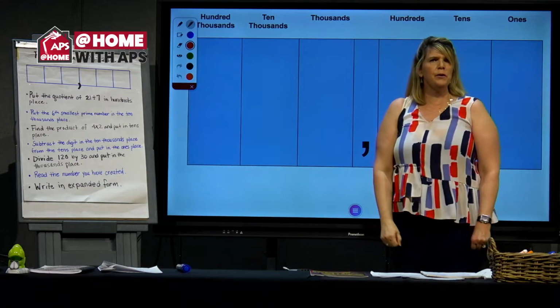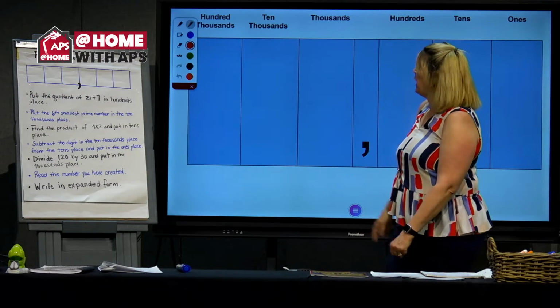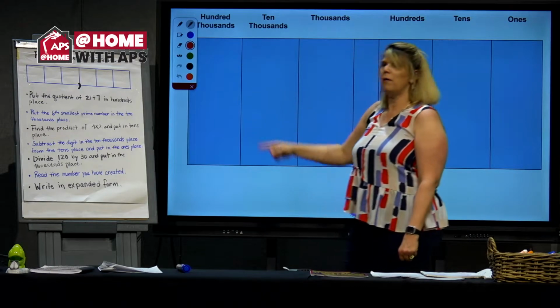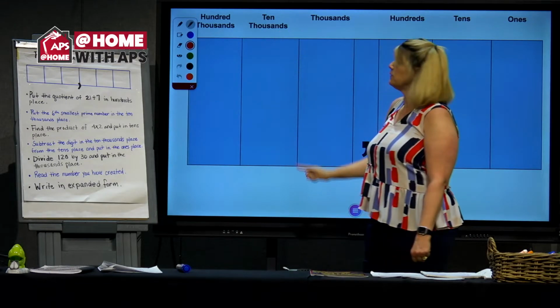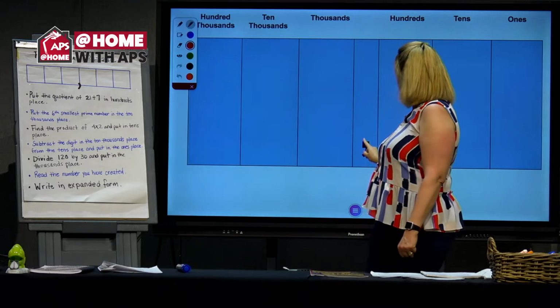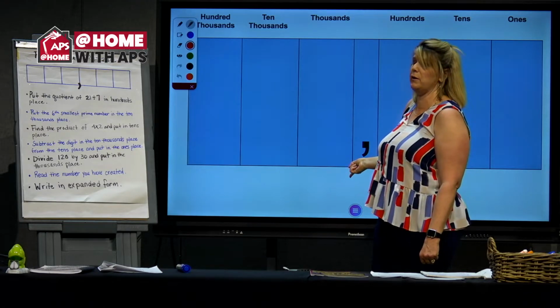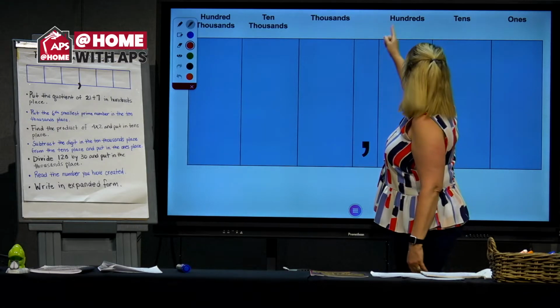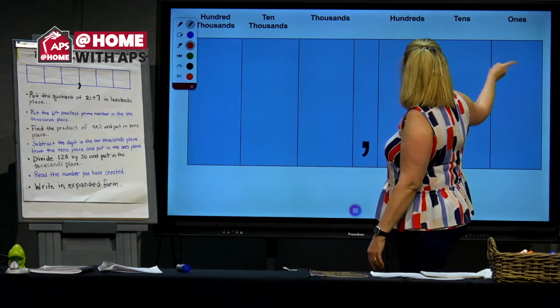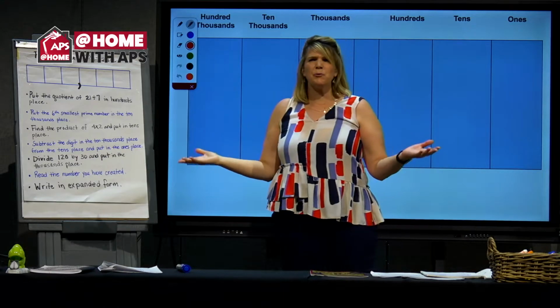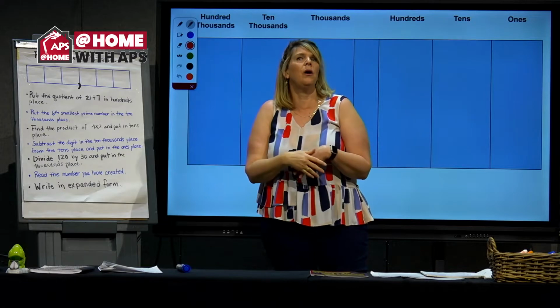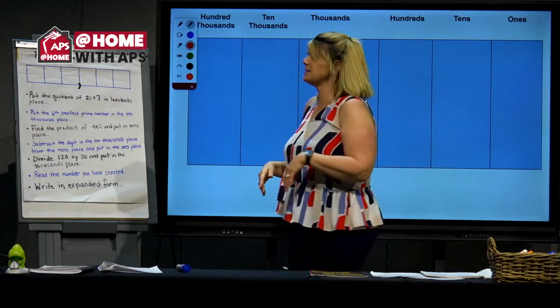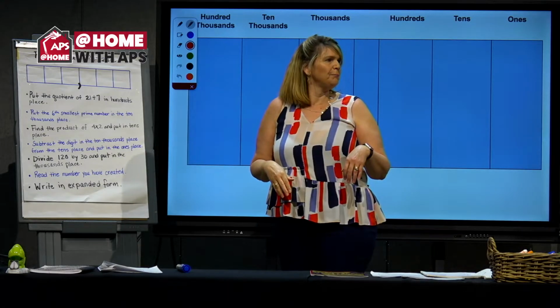So what do you notice up there? Well, I have my 100,000s. I have my 10,000s. I have my thousands, that's marked by my comma. That's why I know how to say thousand at that point. Hundreds, tens, and ones. Do I have any decimals here? No, I don't. Okay, let's see if we can figure this out.